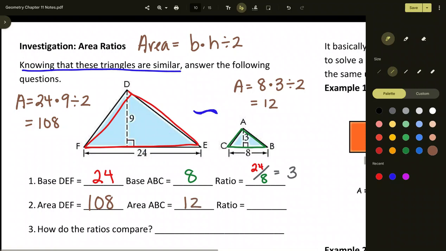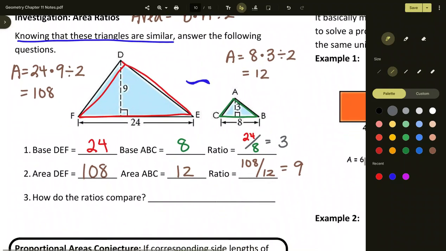All right, now let's compare these numbers in a ratio. 108 divided by 12. Ooh, that comes out to the number 9. Now it wants me to compare our two ratio values. So looking at the ratios of the base lengths, that comparison came out to a ratio of 24/8, which was 3. The comparison of the areas in a ratio was 108/12, which came out to a measurement scale factor of 9.